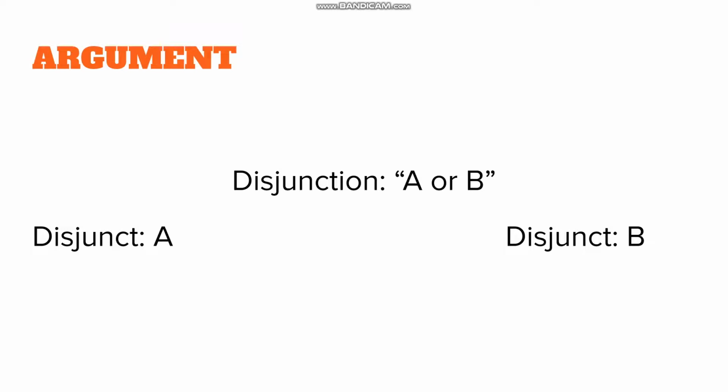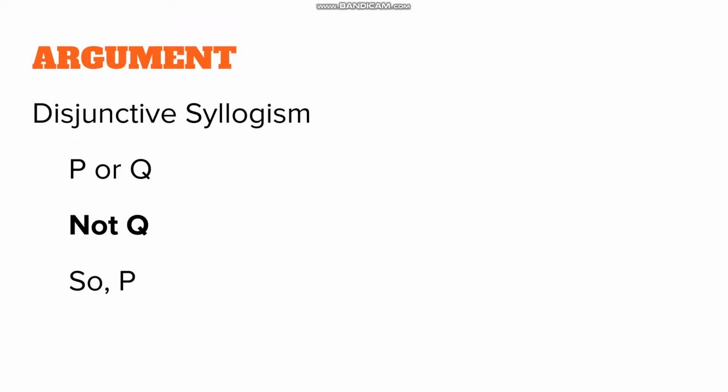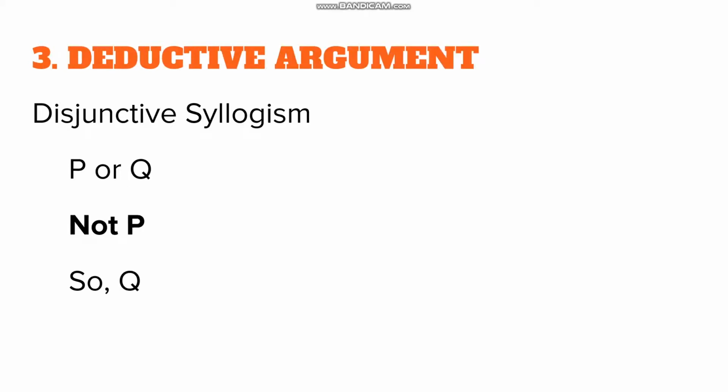So A and B are both disjuncts of a disjunction, the sentence A or B. Now that we've learned what a disjunction is, let's learn what a disjunctive syllogism is. A disjunctive syllogism is an inference pattern that has the following form. Premise 1, P or Q. Premise 2, not Q. Conclusion, therefore P. However, and this is important here, the following argument also fits the pattern known as disjunctive syllogism. Premise 1, P or Q. Premise 2, not P. Conclusion, Q.